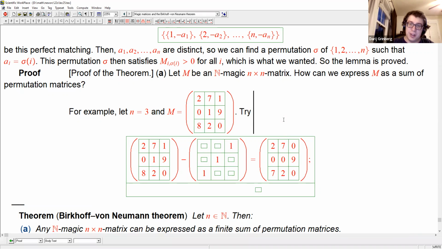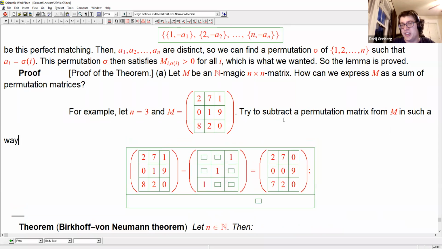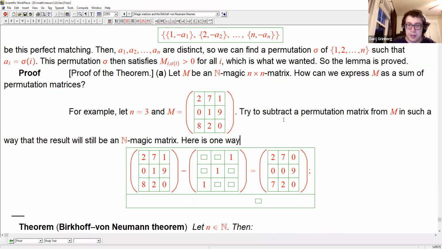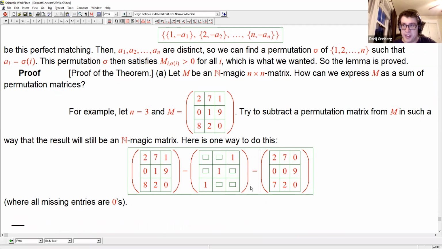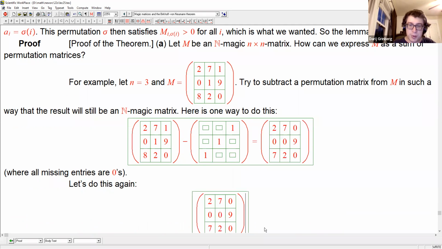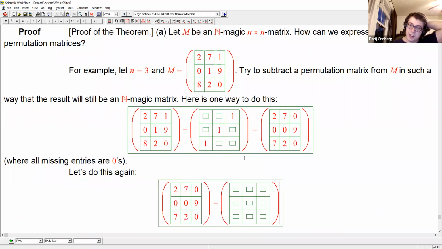So what are we doing? Try to subtract a permutation matrix from M in such a way that the result will still be an n-magic matrix. Here's one way to do it. Okay, now let's do this again. What permutation matrix can you subtract from this one? Well, you can subtract something like this. So basically you could subtract this.